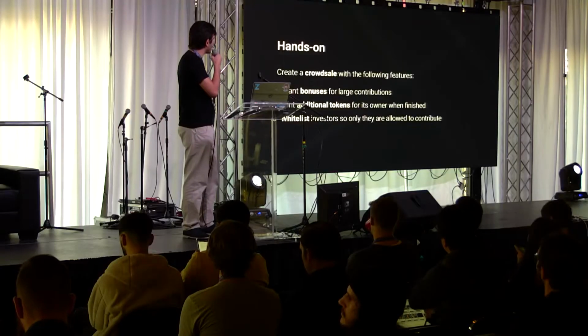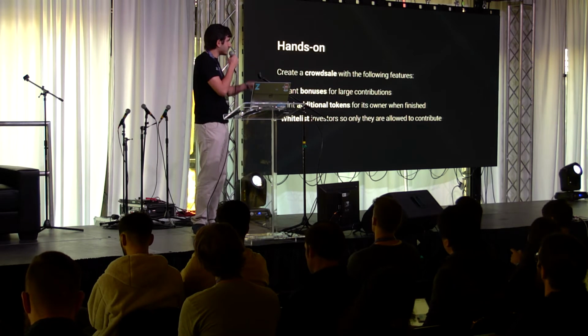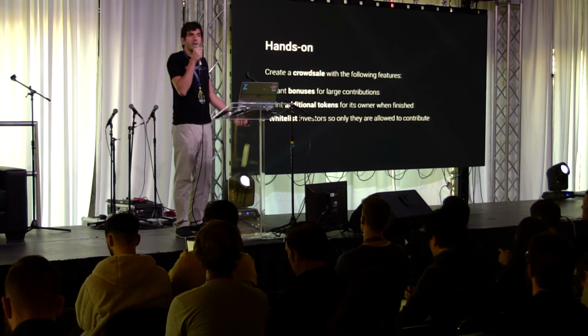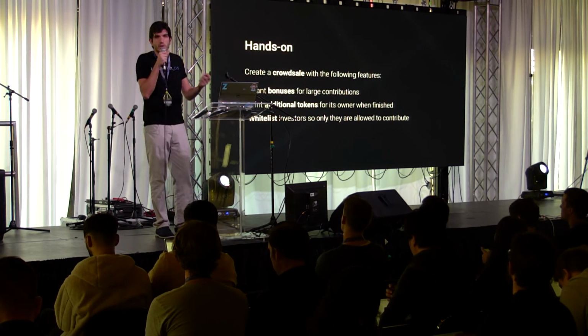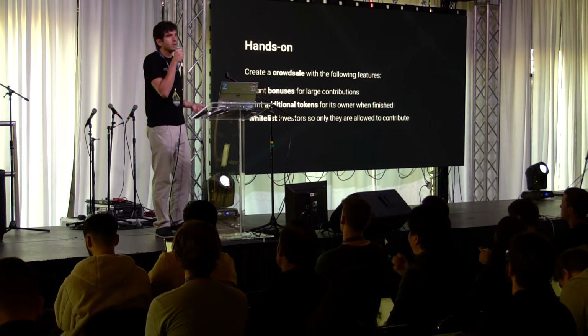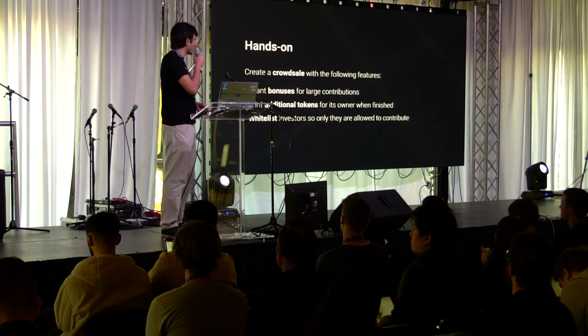The idea would be to work on granting bonuses to the contributors. So let's say that you get a purchase where someone contributes over 5 Ether, you want to send an additional number of tokens. You also want to mint additional tokens for the owner of the crowd sale once it finishes. So let's say 20% of all the tokens that have been sold, you want to mint in addition for the foundation, for the owner, for whoever it is.